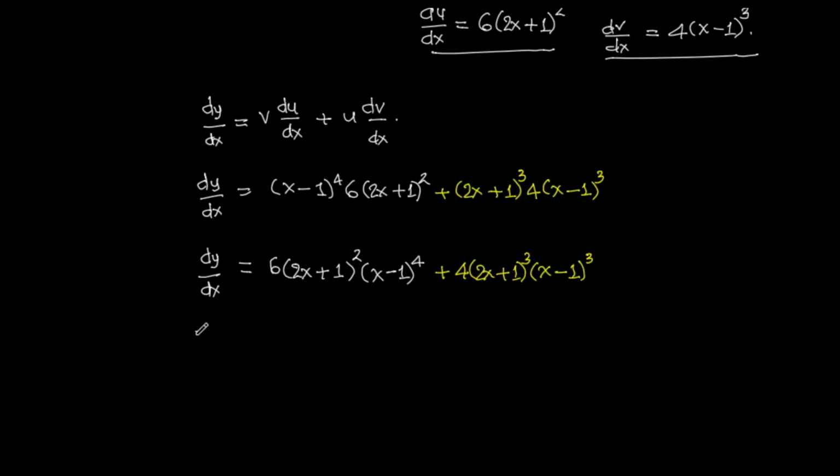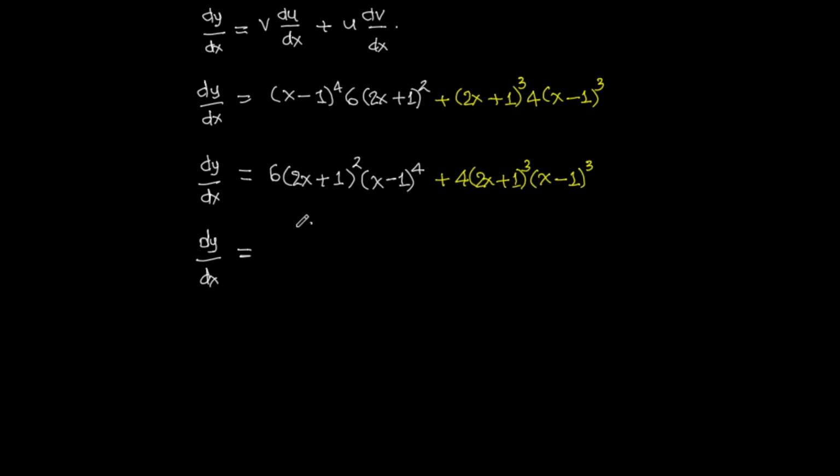So we have dy by dx equals to 2 is common in this bracket and the other bracket here, so we have 2. Then when we look at the first bracket here, there is power 2 of 2x plus 1, so we can go ahead and have 2x plus 1 raised to power 2.